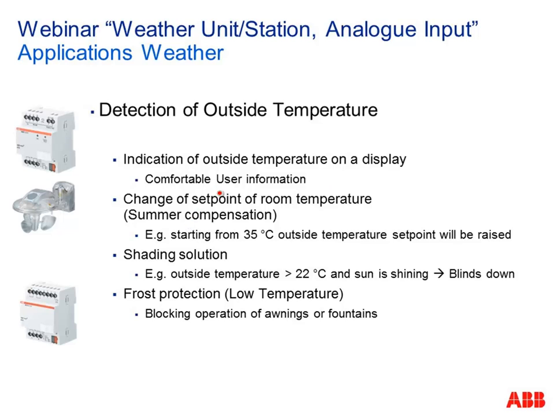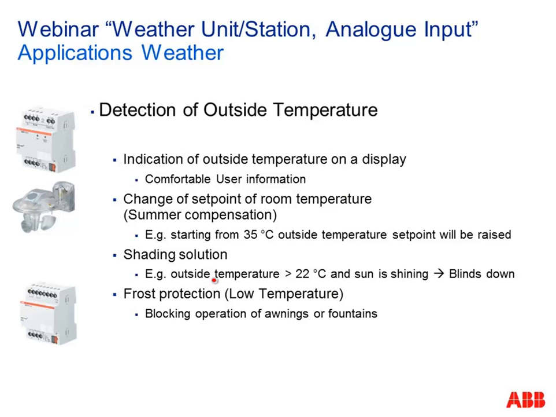It means the following: depending on the outside temperature, you adjust the set point of your cooling system. The target is to not have such a big gap between the outside temperature and the indoor temperature in case of high outside temperature. So you increase the set point depending on outside temperature. We call it summer compensation, to save energy and to not have such a big gap between both temperatures.